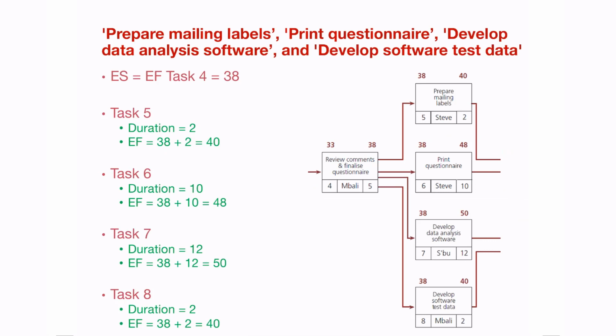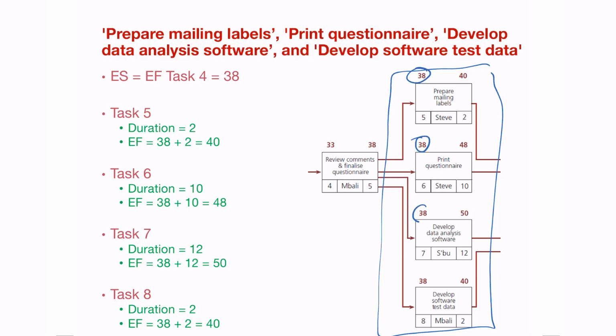Now things get interesting, because remember, if we go back to the network diagram, there's a whole series of activities that can happen, what we call concurrently. So these activities can happen all at the same time. All of them start on day 38 because all of them are dependent on the finalization of the questionnaire. You cannot prepare the mailing labels if you don't have the final questionnaire.